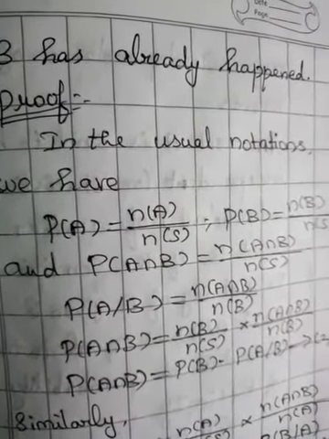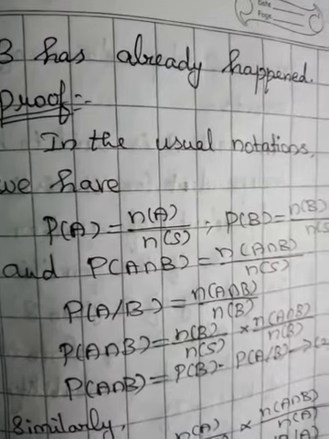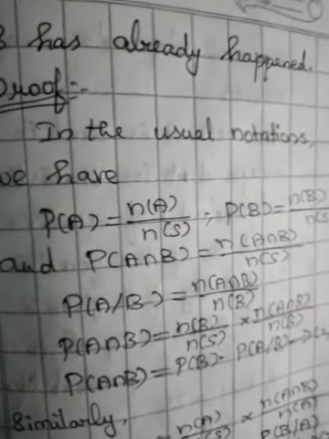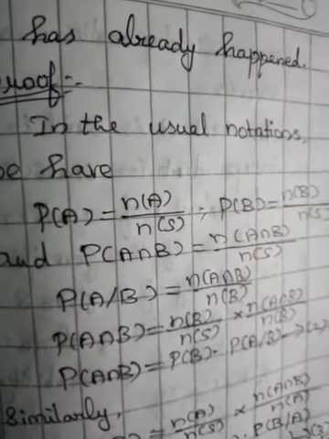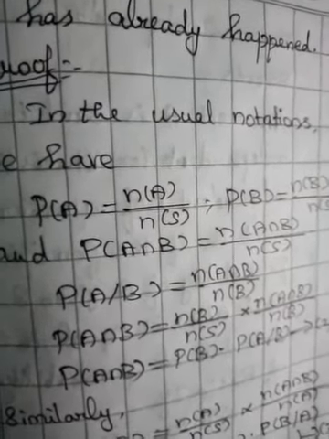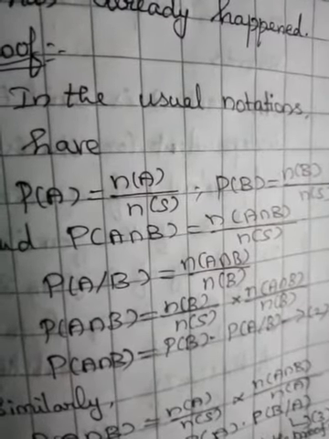Proof. In the usual notations, we have P of A equal to N of A dividing by N of S, P of B equal to N of B dividing by N of S, and P of A intersection B equal to N of A intersection B dividing by N of S. P of A divides B equal to N of A intersection B dividing by N of B. P of A intersection B equal to N of B dividing by N of S into N of A intersection B dividing by N of B.